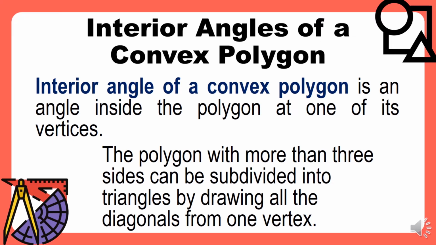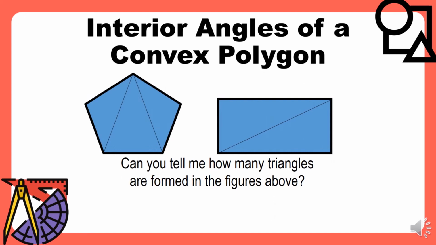A polygon with more than 3 sides can be subdivided into triangles by drawing all the diagonals from one vertex. Ang mga polygon naman na may 4 o higit pang sides ay maaaring hatiin sa mga triangle na mabubuo sa loob nito sa pamamagitan ng paglalagay ng mga diagonals. Halimbawa, by having our convex pentagon, can you tell me how many triangles are formed inside by having its diagonals? Very good! We have formed 3 triangles inside the convex pentagon.